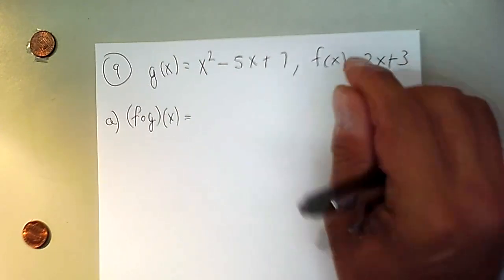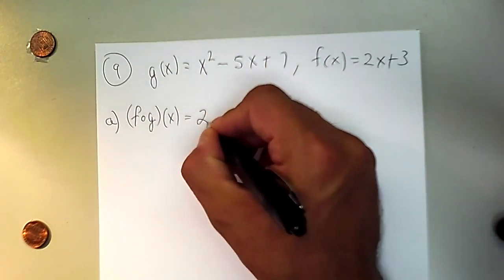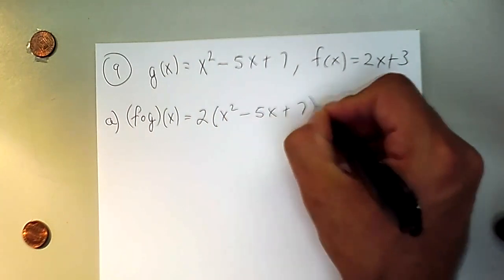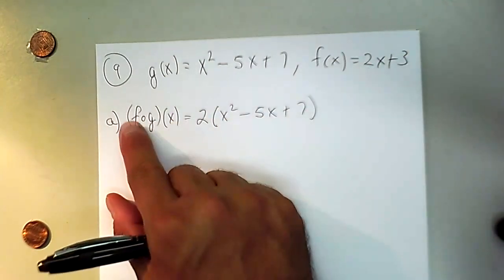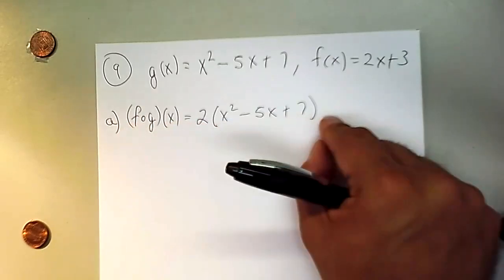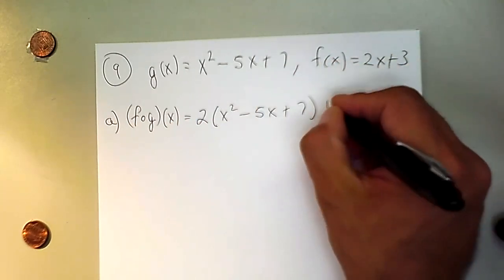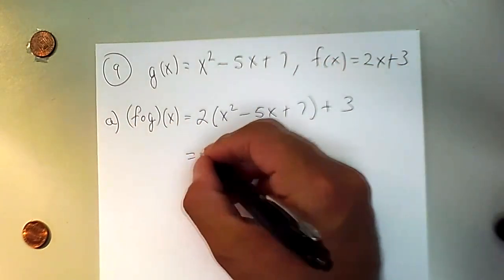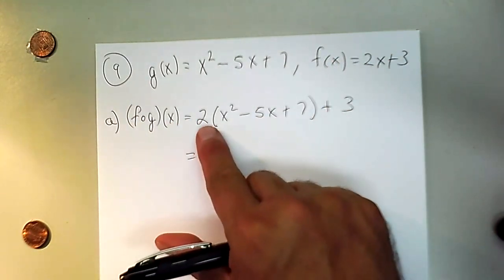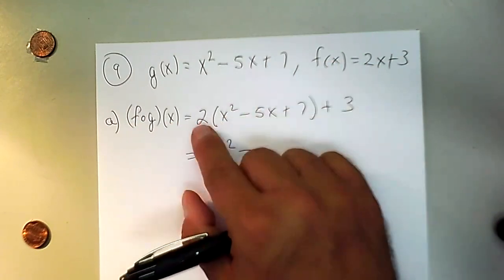So 2 times the input, but the input is going to be g. 2 times the input, x squared minus 5x plus 7. So that's what f calls for, and we're applying f to g. 2 times the input plus 3. And then the rest is just polynomial computation. So we end up with 2x squared minus 10x.